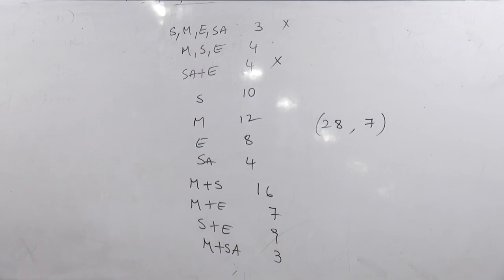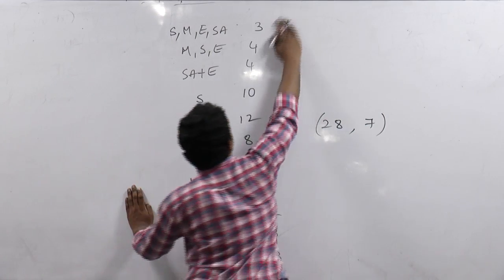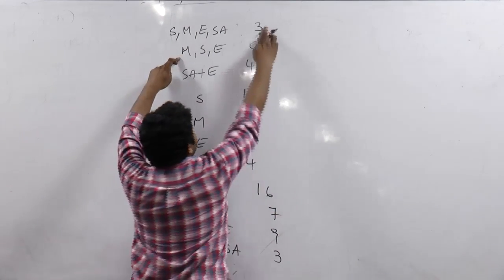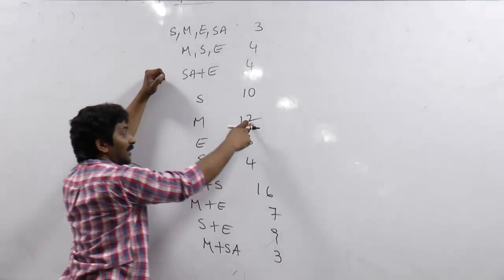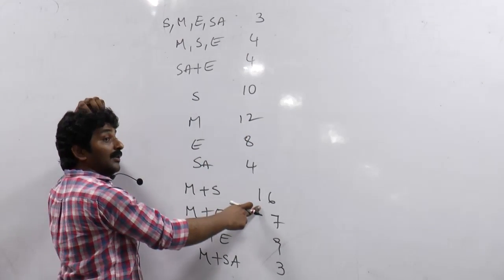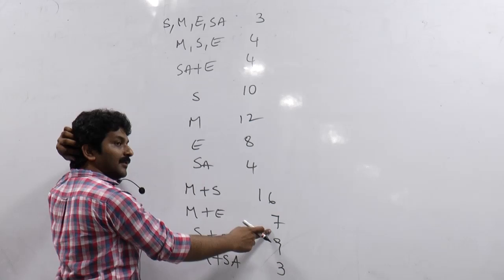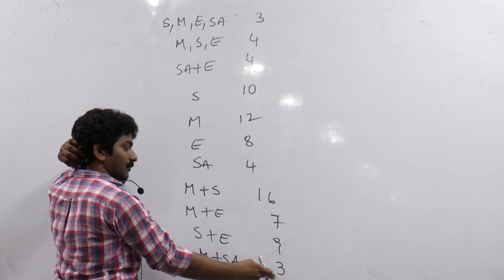How many students take tuition in maths? They said maths. Wherever you have M, consider that. 7, 19, 35, 42, 45.